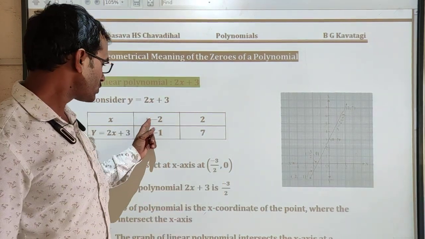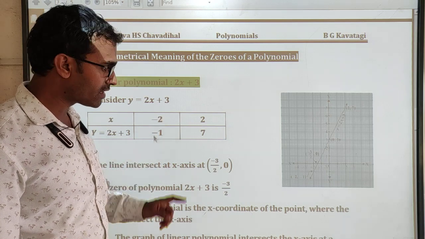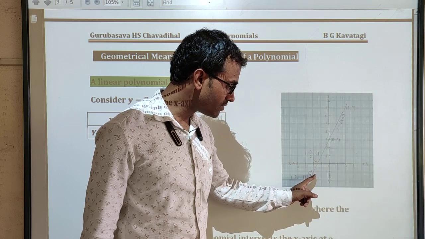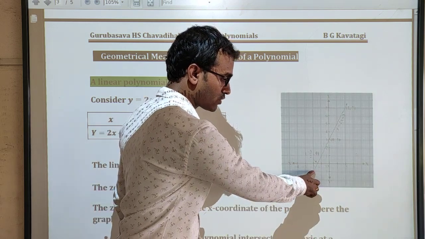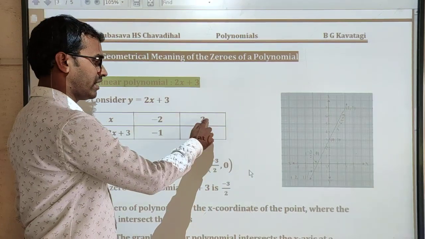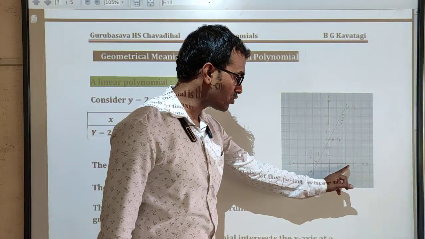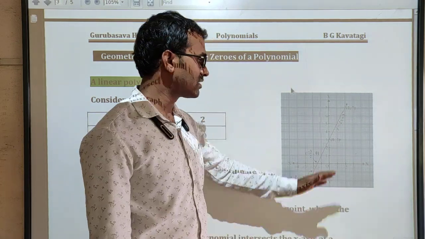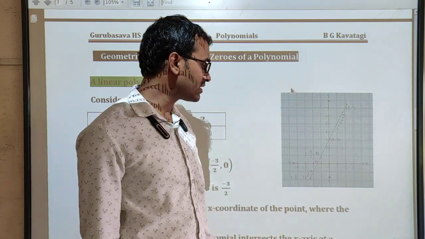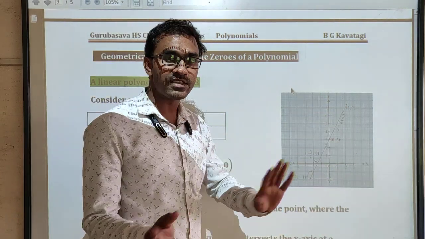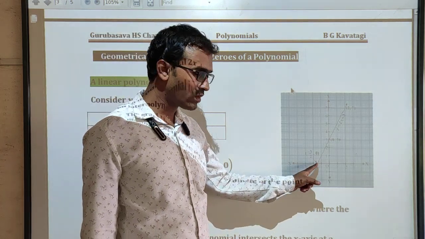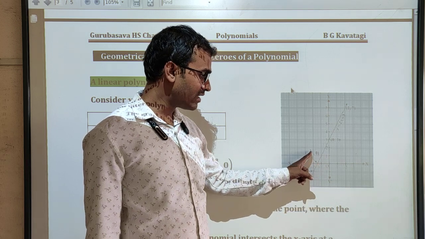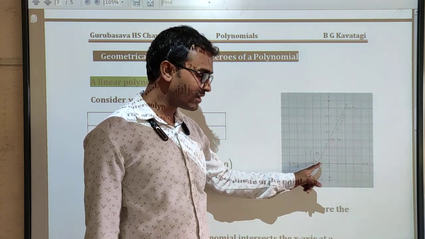X is minus 2, y is minus 1, this point. And another point, x 2, y 7, this point. This graph becomes a straight line. This line intersects the x-axis at only one point, that is minus 3 by 2.